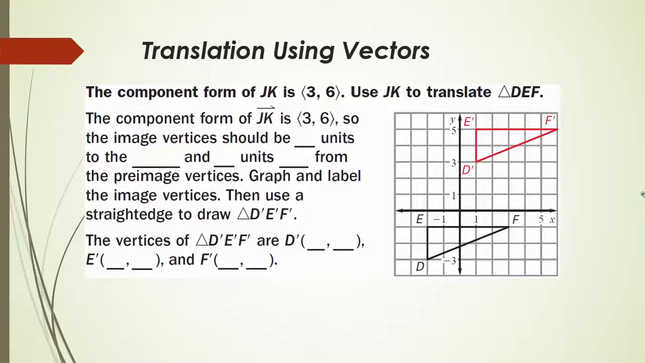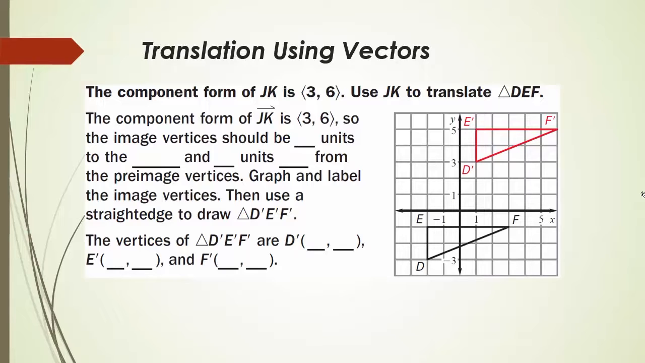Example number 3, translation using vectors. The component form of JK is 3, 6. Use JK to translate triangle DEF. Basically what they're telling you, here's your component form. You're going to take each point and move it, since 3 is positive, 3 units to the right, and since 6 is positive, 6 units up. So it's basically the same thing as doing a translation.